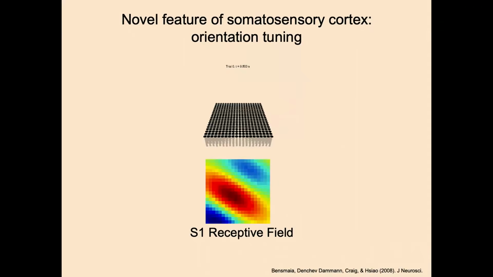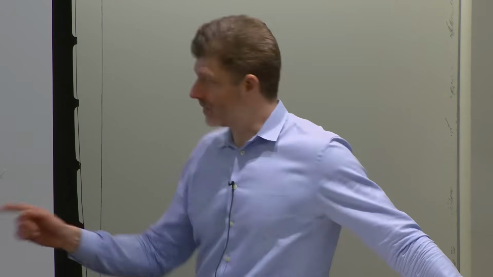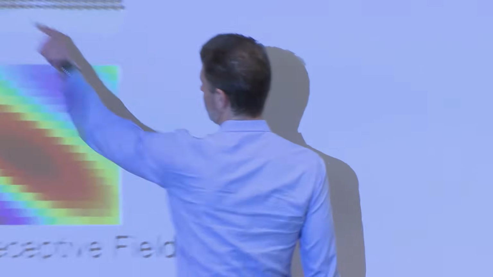Okay, so supposedly you've got this map of the body that exhibits something kind of like cortical magnification. One of the other things that you see in somatosensory cortex is orientation tuning. This is very much analogous to the orientation tuning that you see in visual cortex. So this is a receptive field that would be measured. The way that this is measured is with a device that looks like this.